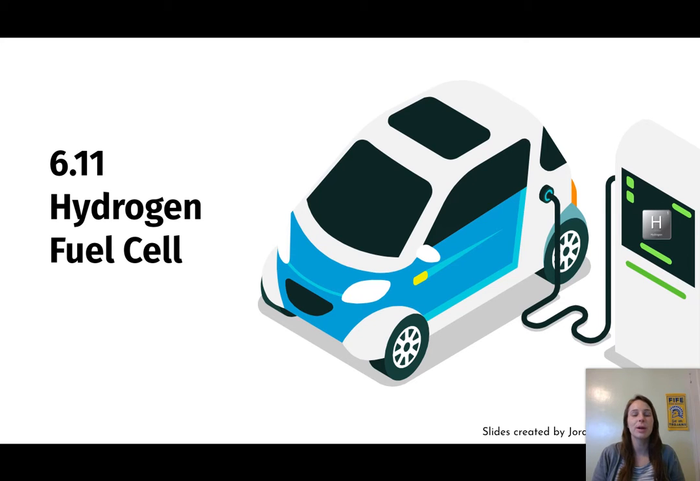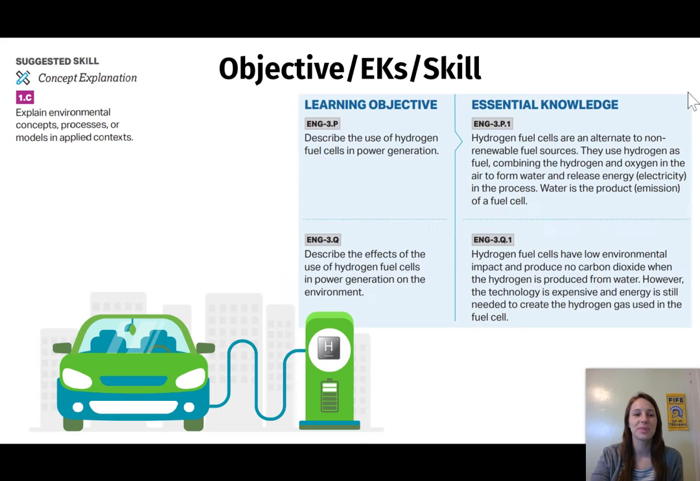Hey everybody, today we're going to be learning about section 6.11, which is on hydrogen fuel cells. So the learning objective for today is that you can describe the use of hydrogen fuel cells in power generation, and that you can describe the effects of the use of hydrogen fuel cells in power generation on the environment.